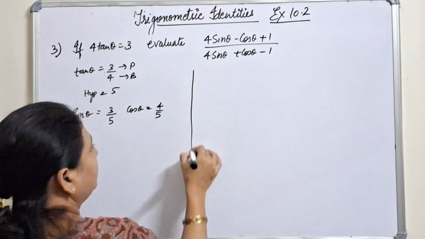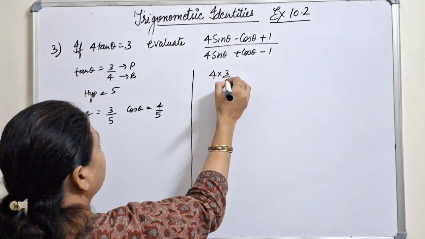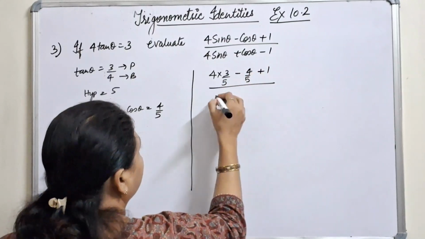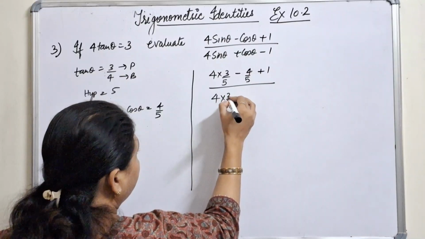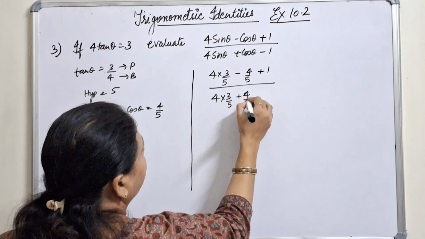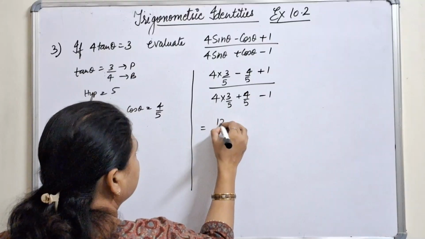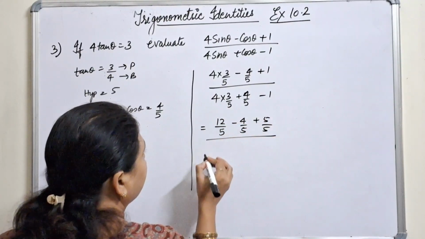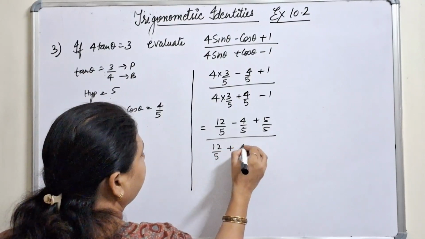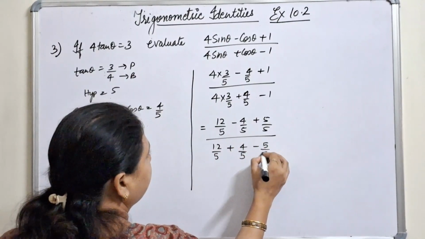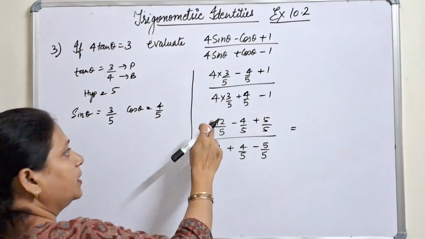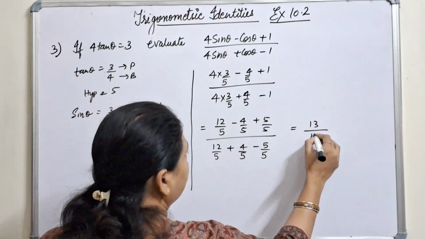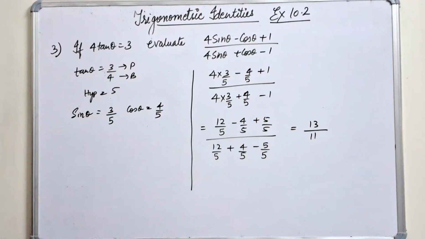So substituting the value in the given expression, (4 into 3/5 minus 4/5 plus 1) upon (4 into 3/5 plus 4/5 minus 1). So this is (12/5 minus 4/5 plus 5/5) whole upon (12/5 plus 4/5 minus 5/5). So 12 minus 4 is 8, 8 plus 5 is 13, and here 11. So 13/11 is the correct answer.